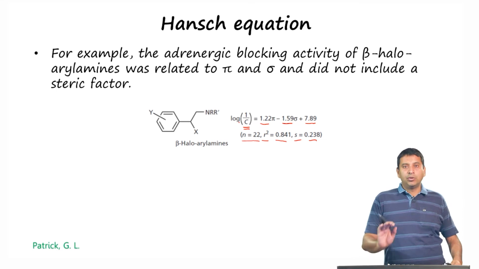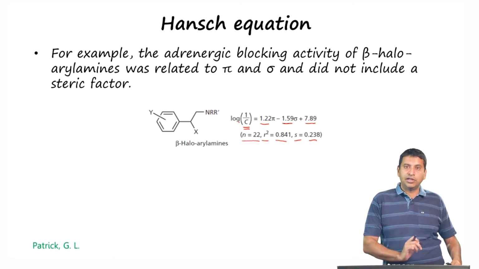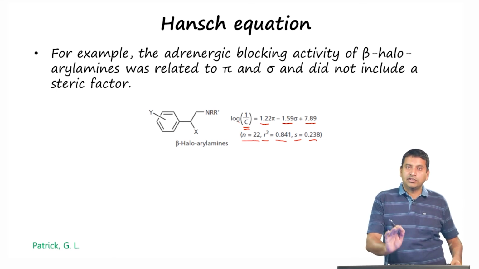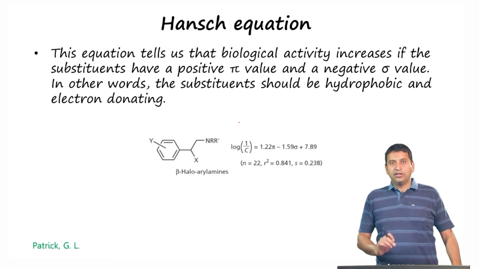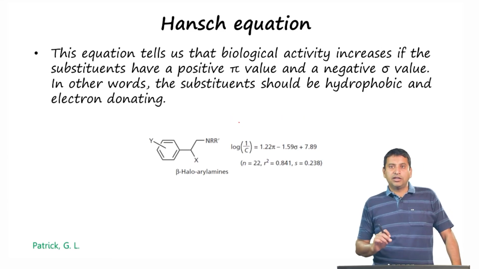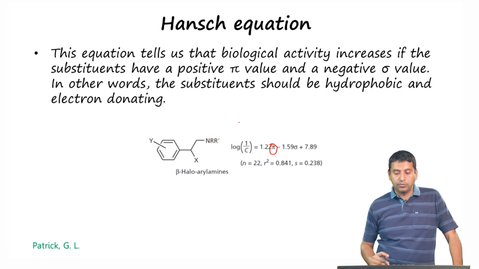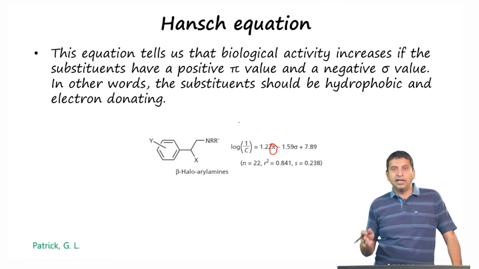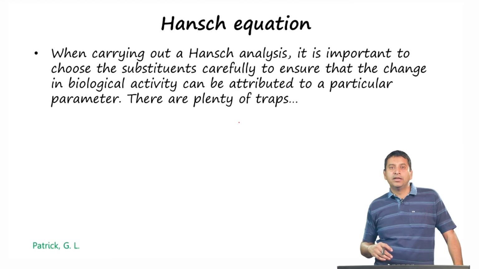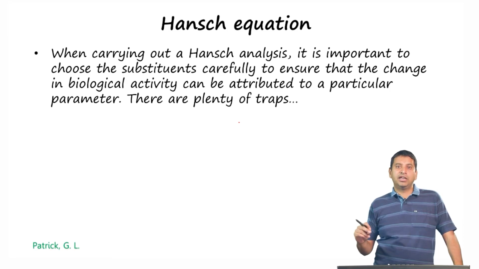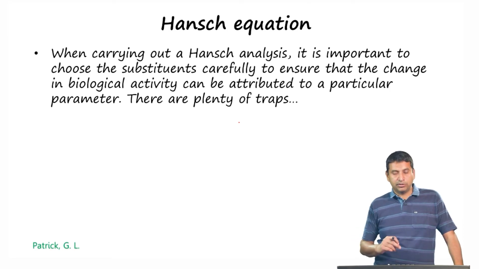So, you can now look at this set of data and start making some conclusions from this. This equation tells us that the biological activity increases if the substituents have a positive pi value, okay, and a negative sigma value. In other words, the substituent should be hydrophobic and electron donating. So, when carrying out a Hansch analysis, it is important to choose the substituents carefully to ensure that the change in biological activity can be attributed to a particular parameter.